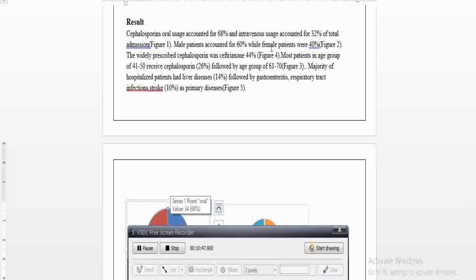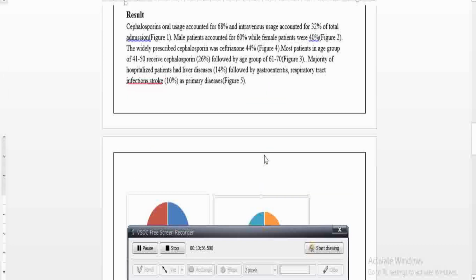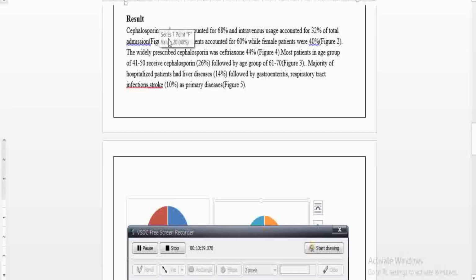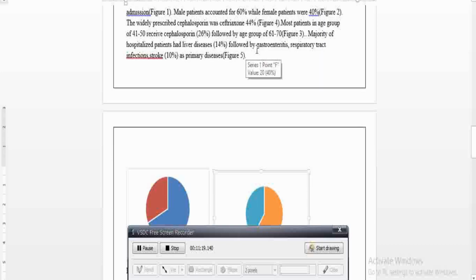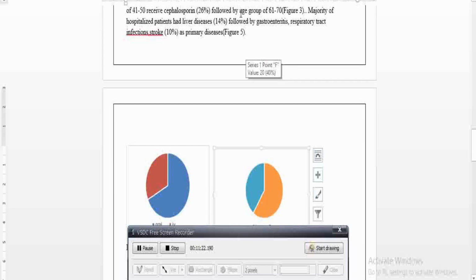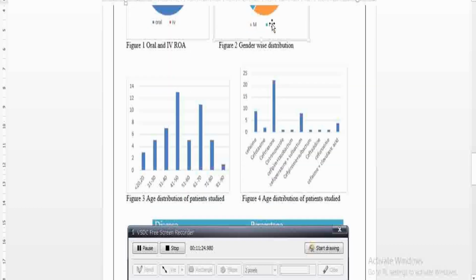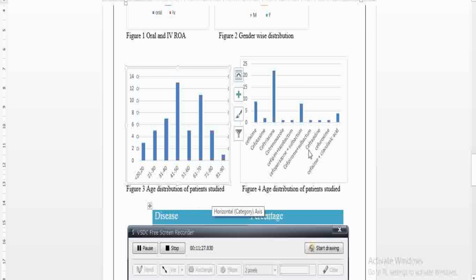Next is gender. Male patients accounted for 60%, while female patients were 40%. Next, which you can see here in figure 2, which we already saw, the most widely prescribed cephalosporin was ceftriaxone, that is the kind of cephalosporin that was given. So first was route of administration, then gender, then type. Ceftriaxone was 44%. Most patients who received cephalosporin were in the age group 41 to 50, that is 26%. So this was our age range wise, followed by the age group of 61 to 70, which you can see here in figure 3, age distribution of patients in the study.